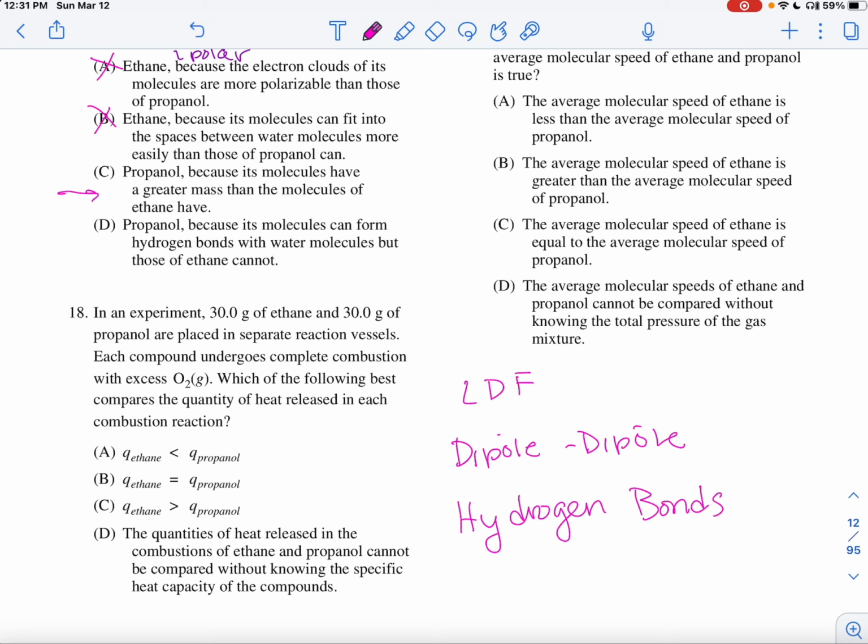Usually, when we're talking about IPF, we're talking about just a sample of one thing, meaning it would be just a sample of propanol, or a sample of ethane, or a sample of ammonia. And we're looking to see what IMF attracts those molecules to each other. That's usually what we would see for an IPF question, and we will see some of those in this practice.